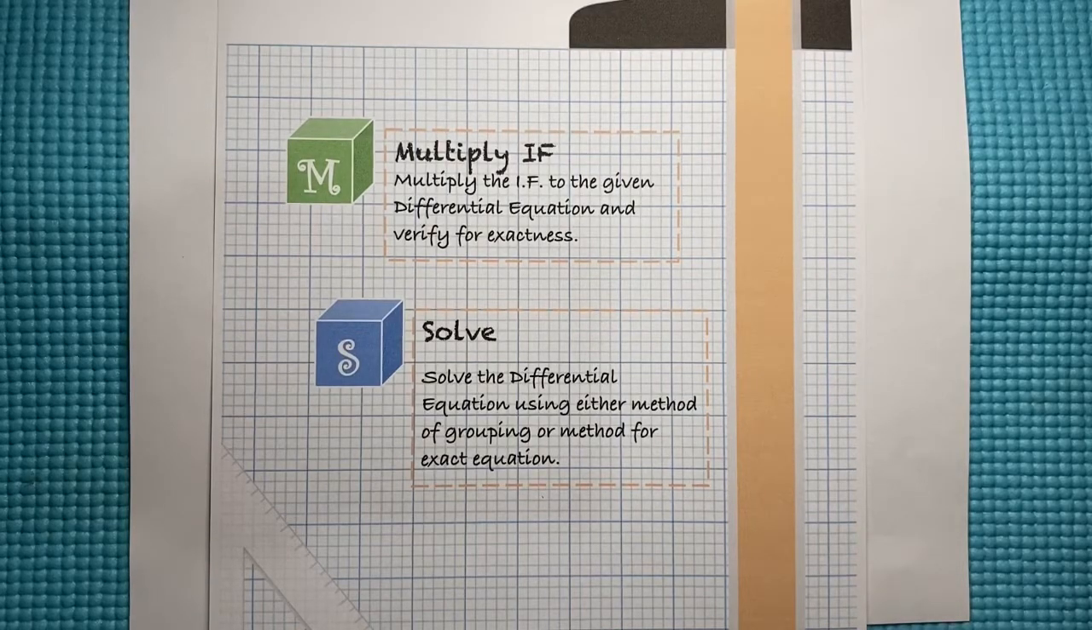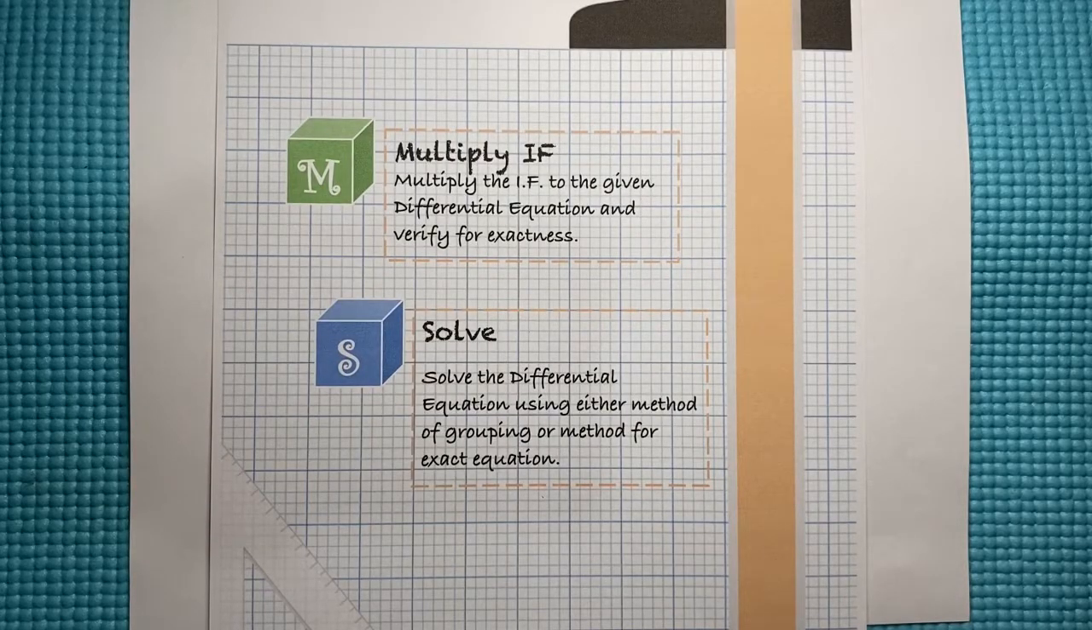So we will be multiplying the original differential equation by the integrating factor. And from there, we can now check whether the non-exact becomes exact. Once we multiply the integrating factor and test its exactness, this time around, it should become an exact differential equation.